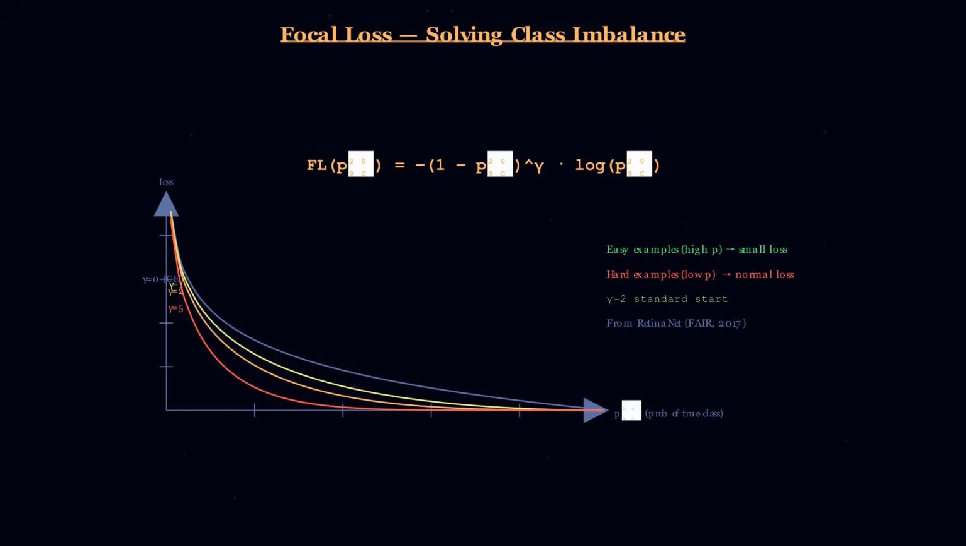In PyTorch, torchvision.ops.sigmoid_focal_loss. Or implement it yourself. It's just cross-entropy times the modulating factor. Use focal loss for object detection, medical image analysis, any task with severe class imbalance.